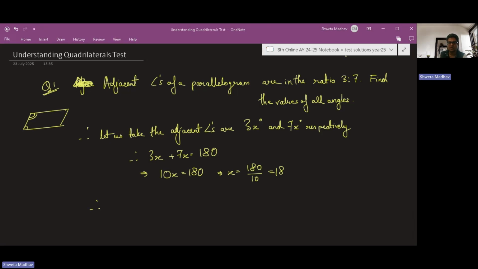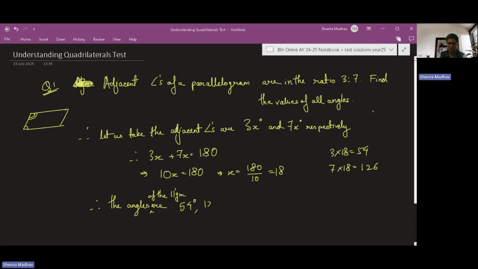So therefore, the adjacent angles are 3 into 18, that is equal to 54, and 7 into 18, that is equal to 126. So the angles of the parallelogram are 54 degrees, 126 degrees, 54 degrees, and 126 degrees respectively. So this is the answer.